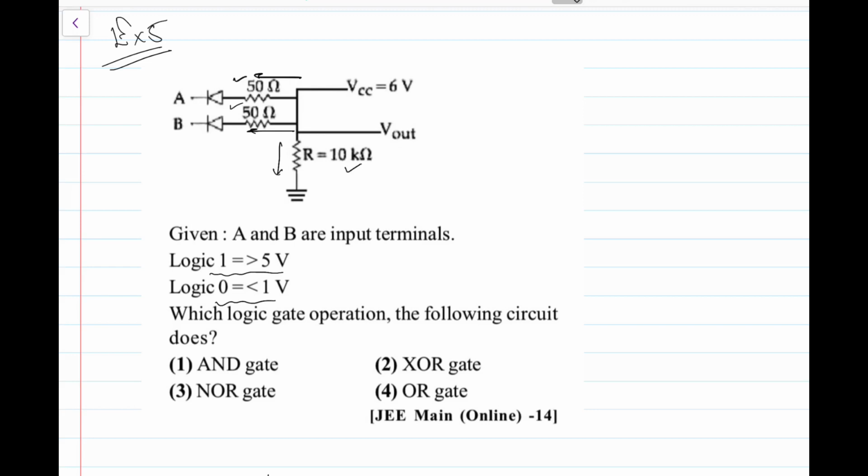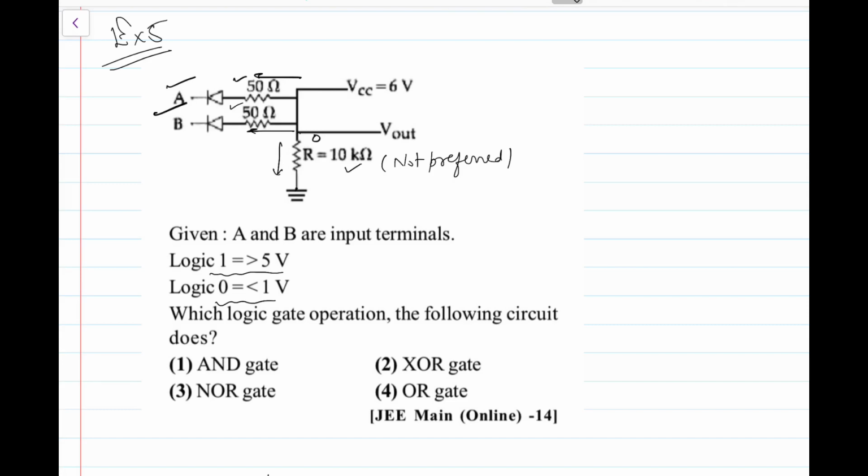Just think of a road, you can travel by 3 roads. One has a 50 rupee toll, the other one also has a 50 rupee toll, the third one has a 10,000 rupee toll. So in normal circumstances, you will not prefer this road. So this is never a preferred road, so it will remain 0. If the two roads are open, no traffic will come through this, and if it is 0, this output will be 0. So output will be 0 if any of the two roads is open.